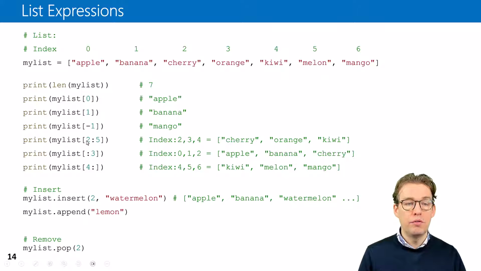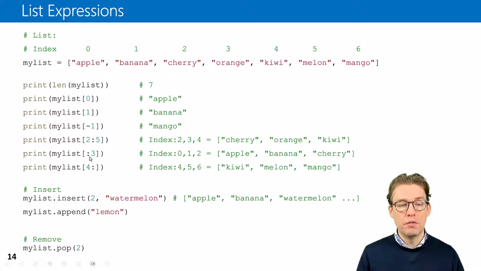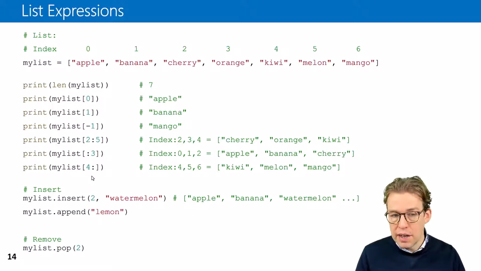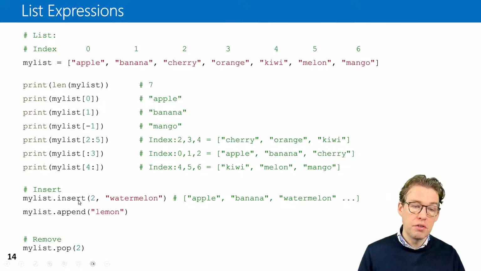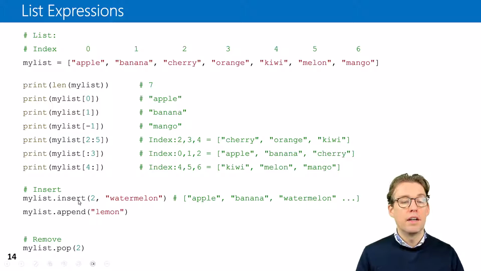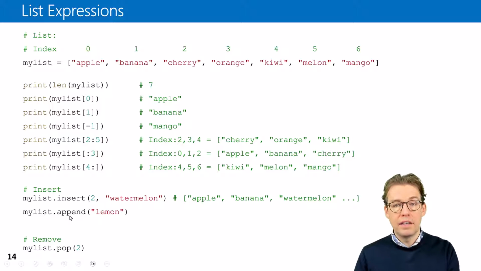What will happen if you do from 2 till 5? You get index 2, 3, and 4. The same as we saw with the string. What does this do? Colon 3 means everything before 3. So 0, 1, 2. And the same here from 4 up. So 4, 5, 6. If you want to add something, you can use insert to insert at exactly that index, or append to append it at the end. And if you want to remove something, you can use the pop.